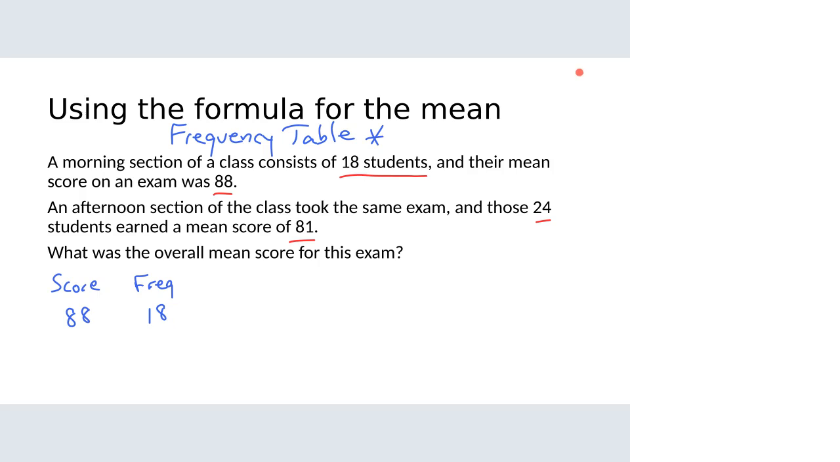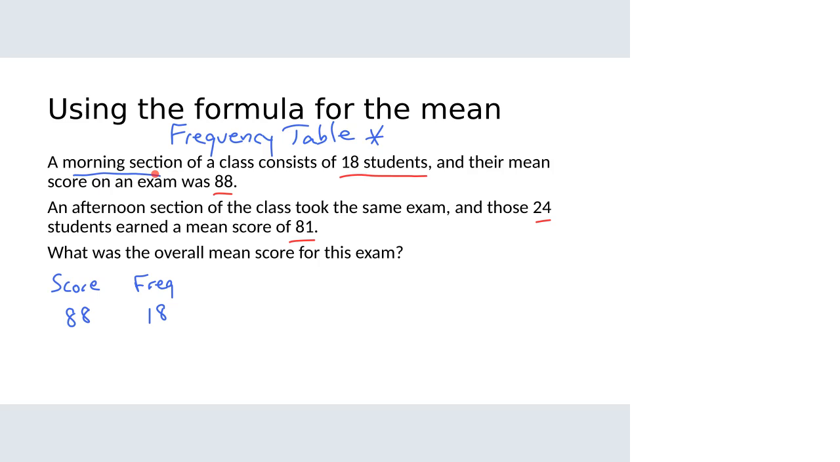Now, that's not exactly true. We don't know any individual student's specific score. But we do know if we add up all 18 student scores and divide by 18, that's an 88. So as far as how many points this morning class earned goes, it's really the same thing as if every single one of them in there earned an 88. So we can treat it that way as far as how many points were earned in the morning section. And we're going to see that in a minute.